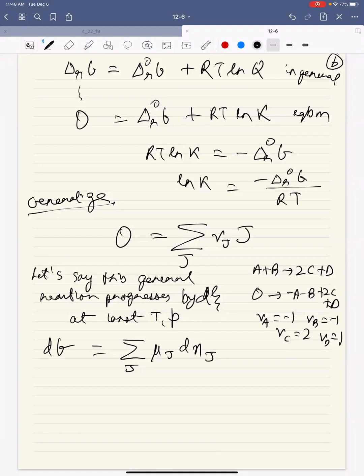Now, what's going to be dnj? We know the stoichiometric coefficients and we know d psi. So dnj is equal to nu j multiplied by d psi. This is going to be j. And if this confuses you, just work through the a plus b equals 2c plus d example. It's just a general way of writing things. So this is going to be nu j, d psi.